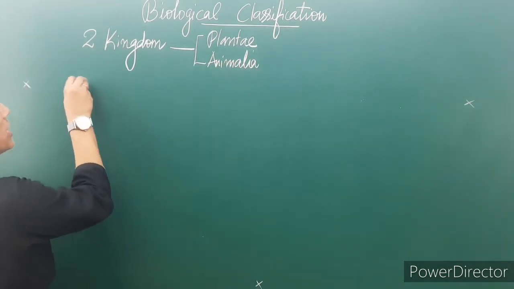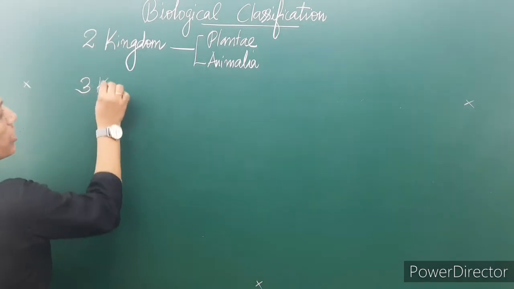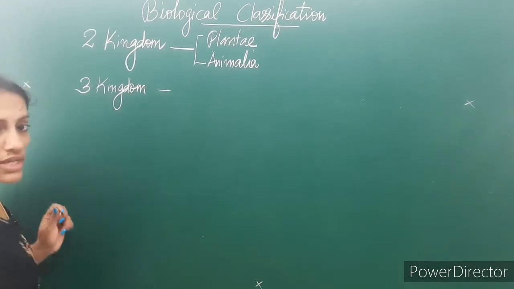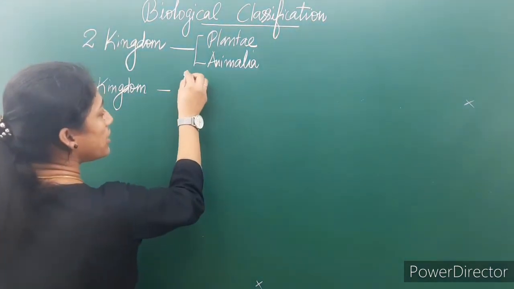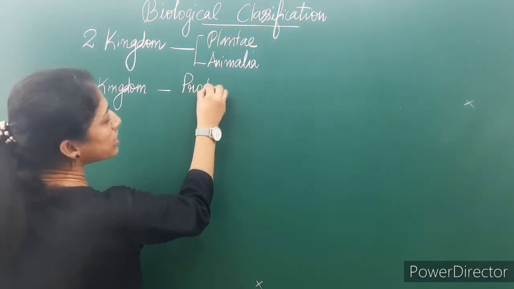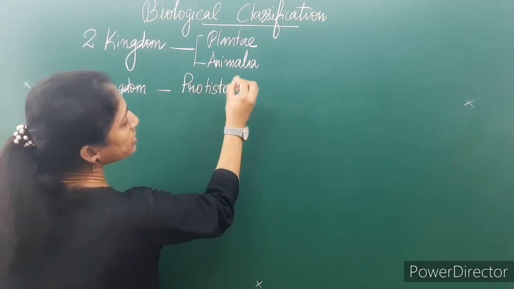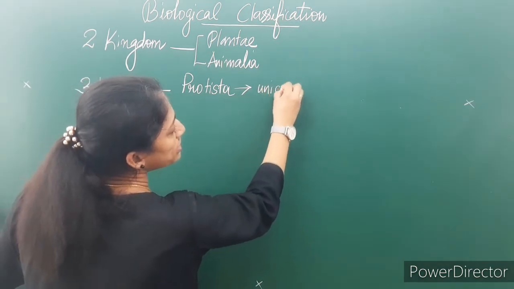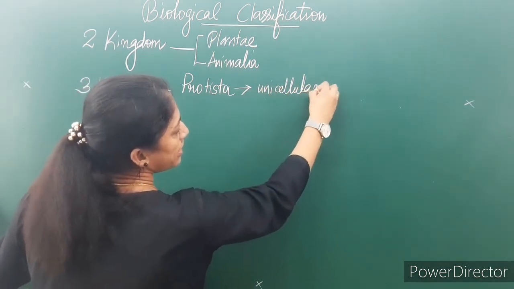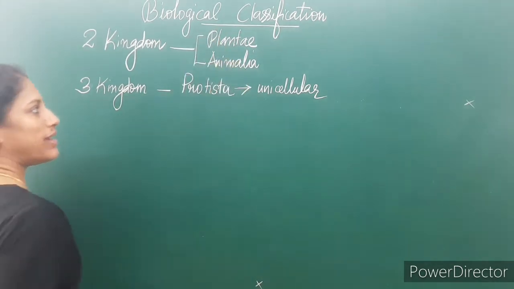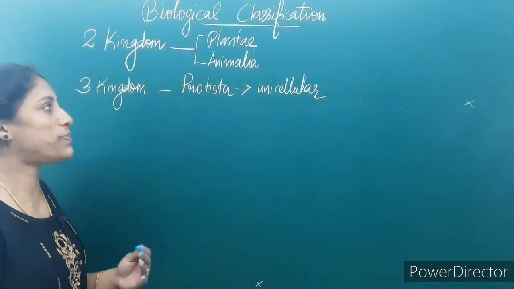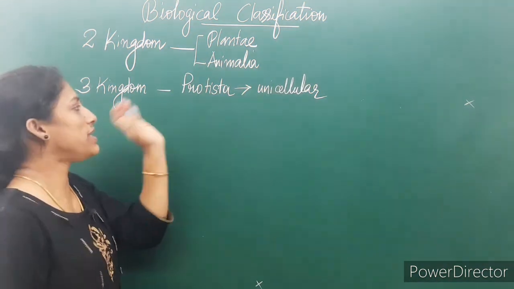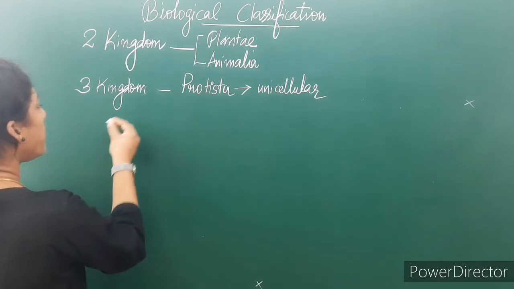And you know the three kingdom classification. What is done here is that a third kingdom has been introduced to separate all unicellular forms. The new kingdom added was Protista, which included all unicellular organisms. That means from Plantae and Animalia, irrespective of whether it is a plant or animal group, unicellular members were placed under kingdom Protista by Ernest Haeckel.